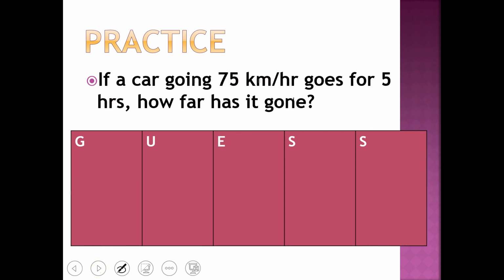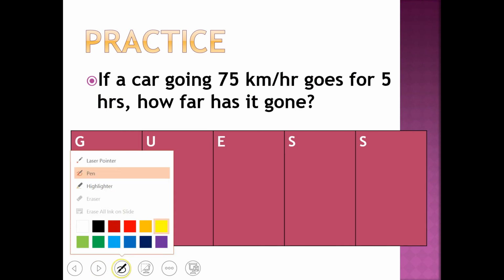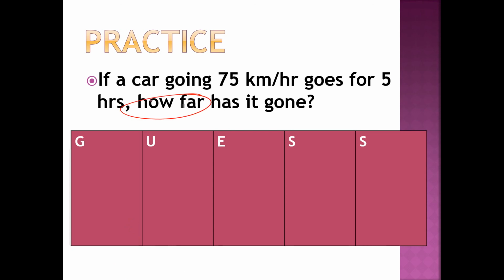If a car is going 75 kilometers per hour, goes for 5 hours, how far has it gone? Notice here, we have a different how question. That means we're going to be using a different equation. So let's take a look at our given information. 75 kilometers per hour. What does that sound like? It sounds like a speed. Speed is 75 kilometers per hour. Notice that I'm including the units even when I write the given information. If you don't, you will not get full credit. And this car goes for 5 hours, so that is a time. The time is 5 hours. That means my unknown, how far. How far is asking a distance.